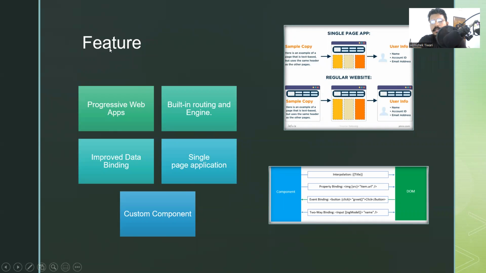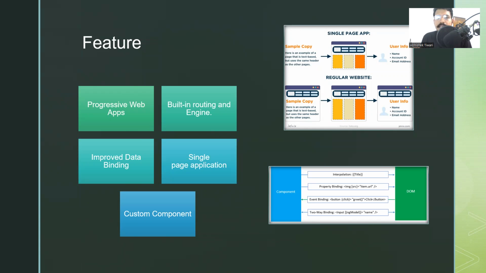Now we come to features. The first feature is progressive web apps. Progressive web apps are applications which run on standard browsers like Chrome, Safari, Microsoft Edge, but their look and feel, their properties, their features will be like mobile apps. In mobile apps, we are able to connect Bluetooth, GPS, and have responsiveness. This is possible with Angular and React also. So these are the progressive web apps.